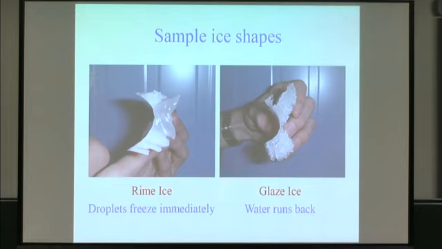Rime ice is when the droplets freeze immediately. Tends to be the smaller droplets, and it's a fairly smooth shape, but has the typical two-pronged forward-facing shape, which gives very poor aerodynamic performance. Likewise, the glaze ice is basically two-pronged, but is much rougher.